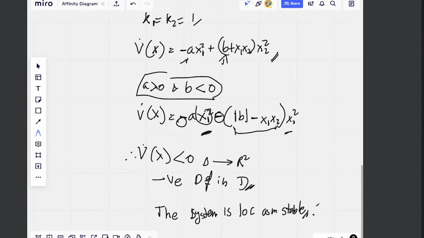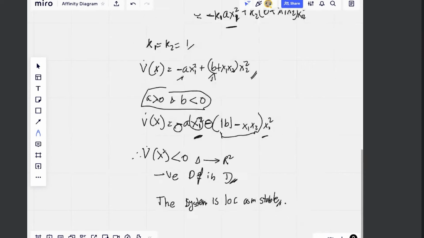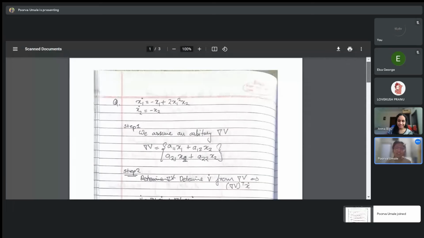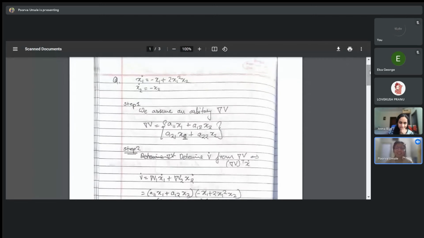Yeah. So this is an example of how you can solve using the variable gradient method. Okay, on to you. So in this question, we are going to analyze x1 dot, that is minus x1 plus 2x1 square x2, and x2 dot, that is equal to minus x2.